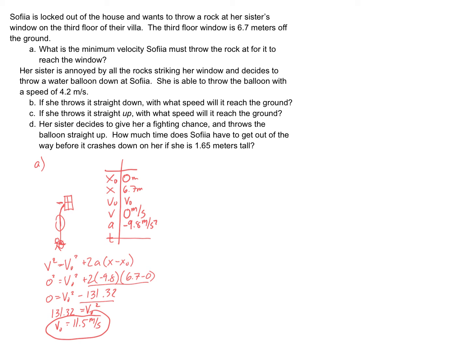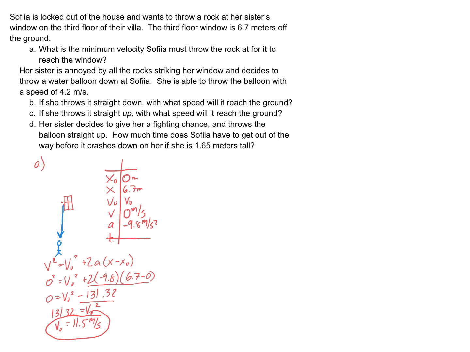So let's go ahead and change our picture here. It doesn't look like it's going to let me do that. So what we're going to do is just erase this here. So we'll go white. All right. So we're going to erase the picture we have here. Now, instead of her throwing it up, we are going to have her throwing it down. So the sister at the window is going to throw it straight down. She's going to be trying to hit Sophia down there.